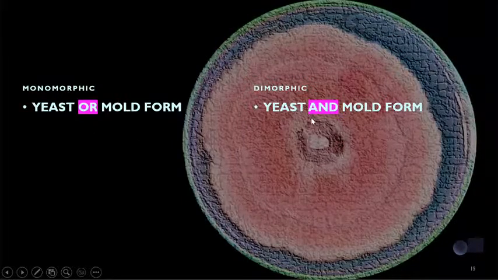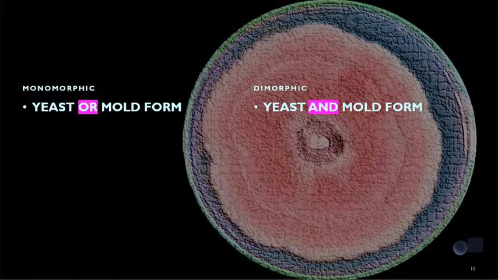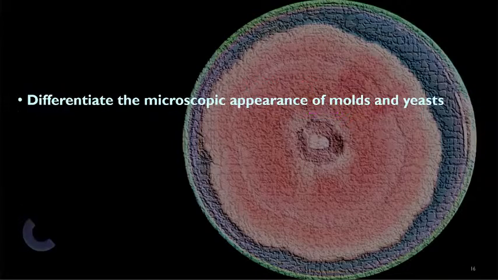We're going to talk about specific fungus or clinically important fungi that is considered to be dimorphic in nature, okay? Or rather in the human body when it causes pathologies, okay? Now, let us differentiate the appearance of molds and yeast, differentiating the qualities of these two types of organisms.